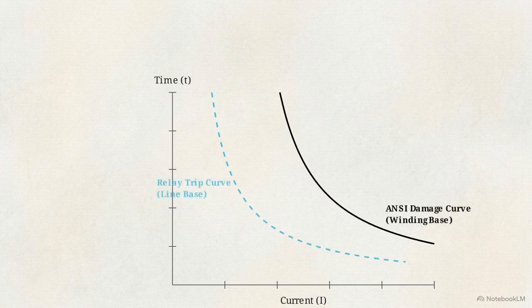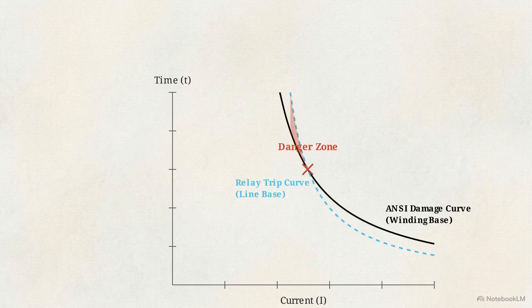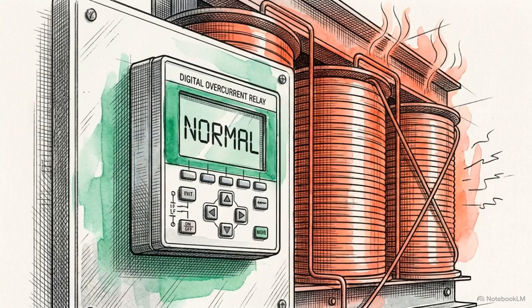Plotting line current directly against winding damage curves mixes scales. Your margin vanishes, and the curves dangerously intersect. Without translating external line current to match internal winding current, the relay operates completely blind to the actual physical stress building up inside the transformer.